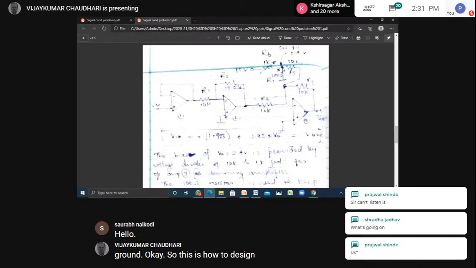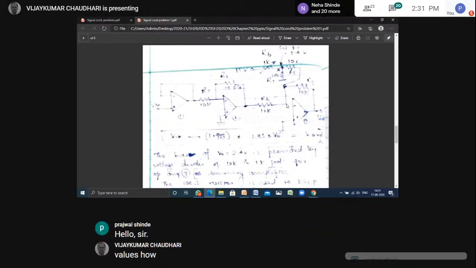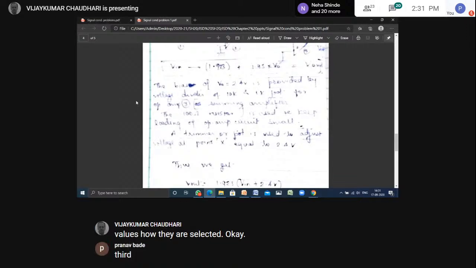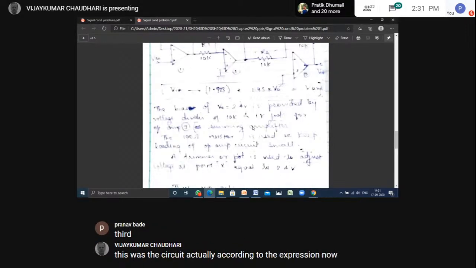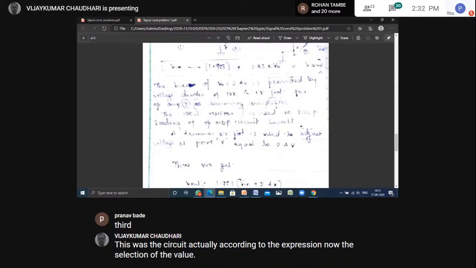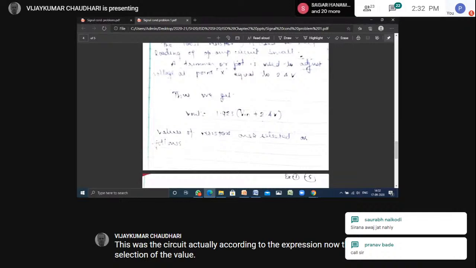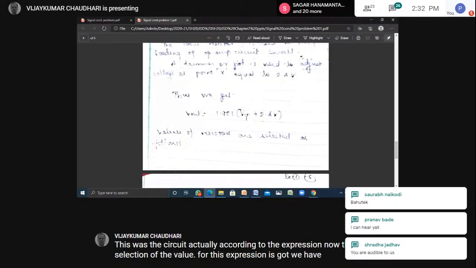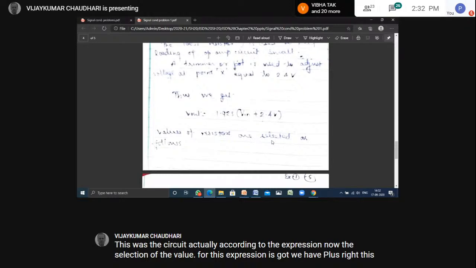Now the values, how they are selected. This was the circuit according to the expression. Now the selection of the values. So this expression is got: V out is equal to 1.923 into V in plus 2.4. Right. So this expression we have got.